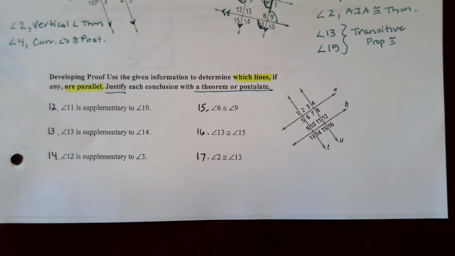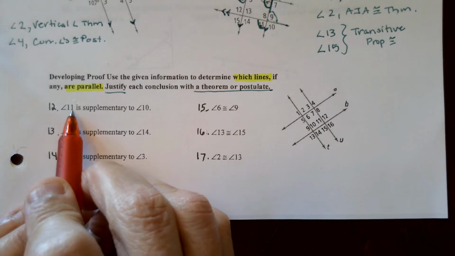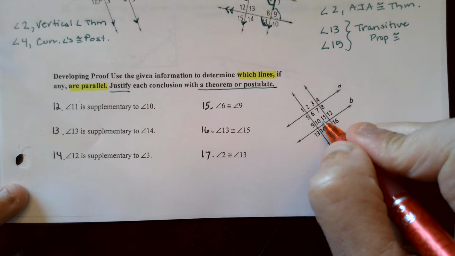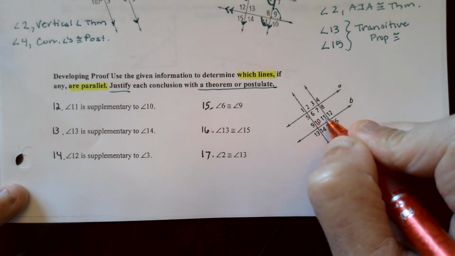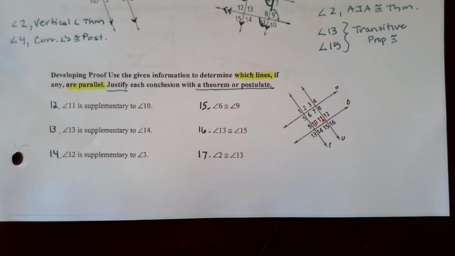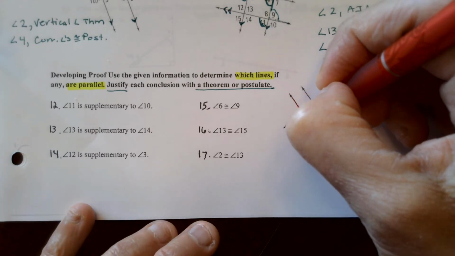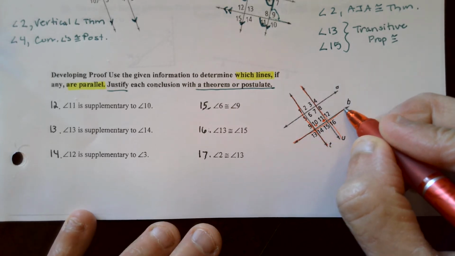All right, so let's take a look at the first one. They're telling you here 11 is supplementary to 10. 11 and 10 are supplementary, these angles right here. Can that tell you that any lines are parallel? And the answer is yes, it can. It can tell you these are parallel with this as the transversal.